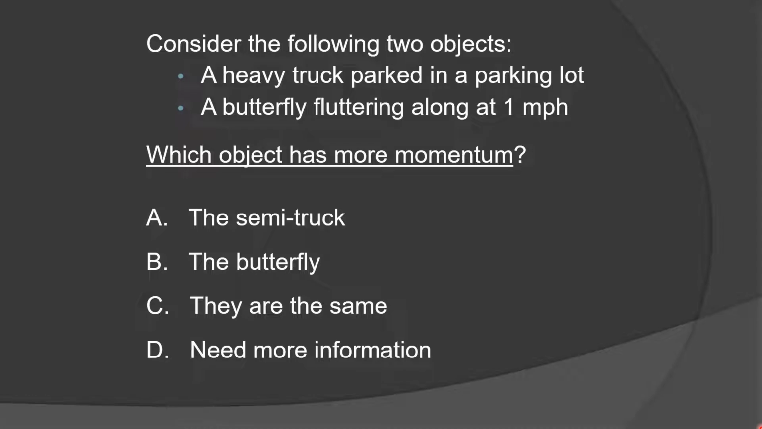Last question. Consider the following two objects. We have a heavy truck parked in a parking lot, or we have a butterfly fluttering along at 1 mile per hour. Which of those two objects has more momentum?